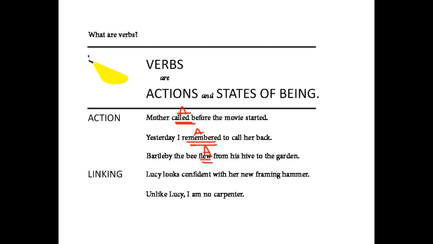Linking verbs are basically like be verbs. They're anything that connects one thing to another, says that it is or seems or smells like that thing. So Lucy looks confident, just like Lucy is confident with her new framing hammer. That's linking. But unlike Lucy, I am, there's a be verb, I am no carpenter, linking I with carpenter.